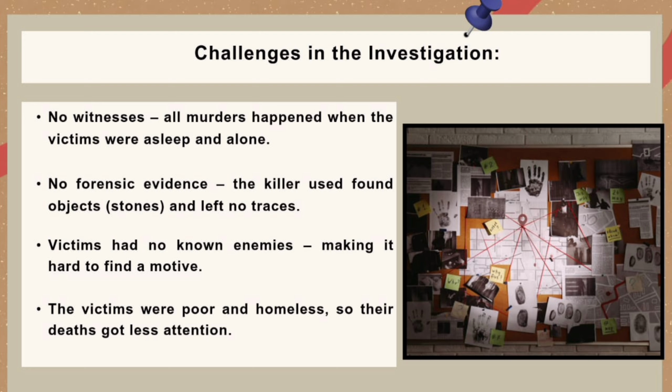Next slide is about the challenges in the investigation. There were various challenges during the investigation. A few of them: first one is no witness. All murders happened when the victims were asleep and alone. Second one, no forensic evidence. The killer used found objects like stone and left no trace. Third one is victims had no known enemies, making it hard to find the motive. And the last one is the victims were poor and homeless, so their deaths got less attention. These are some challenges that occurred during the investigation in this case.